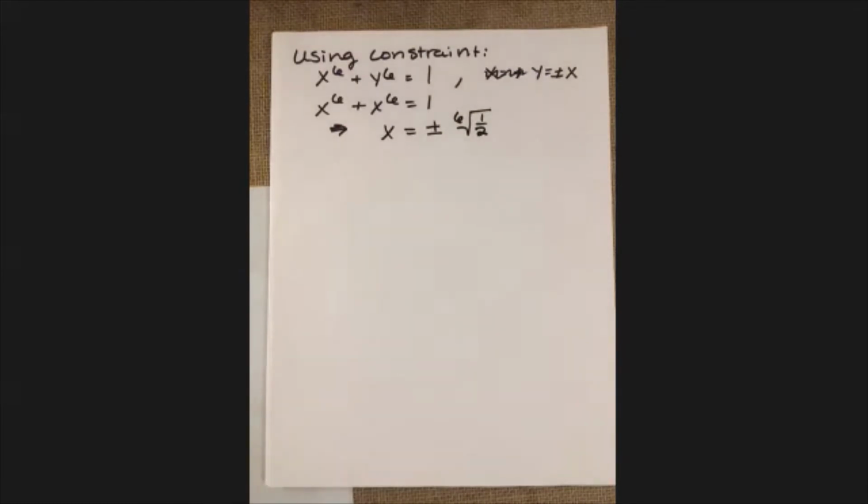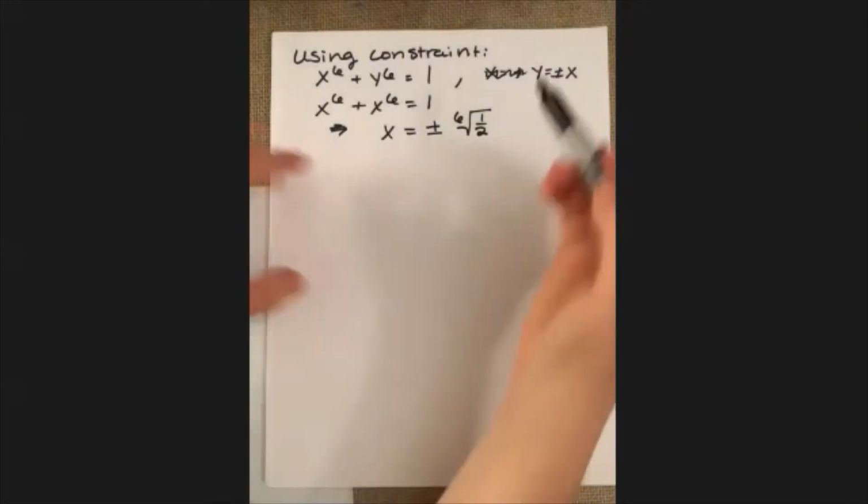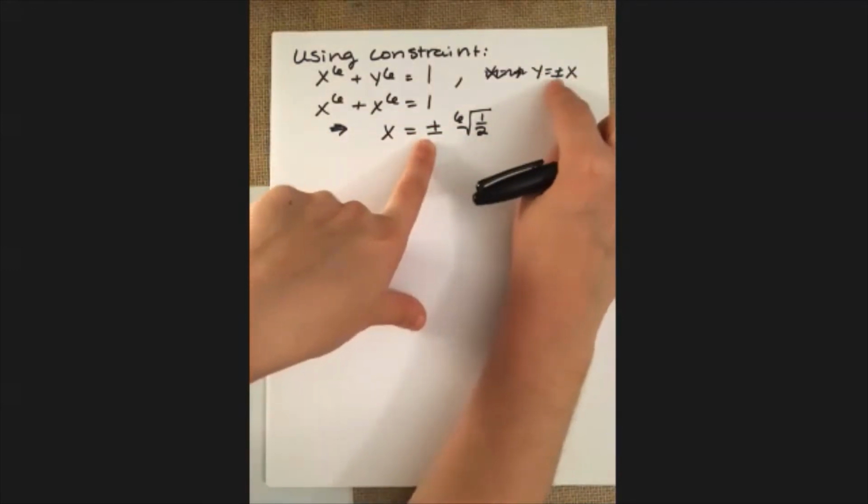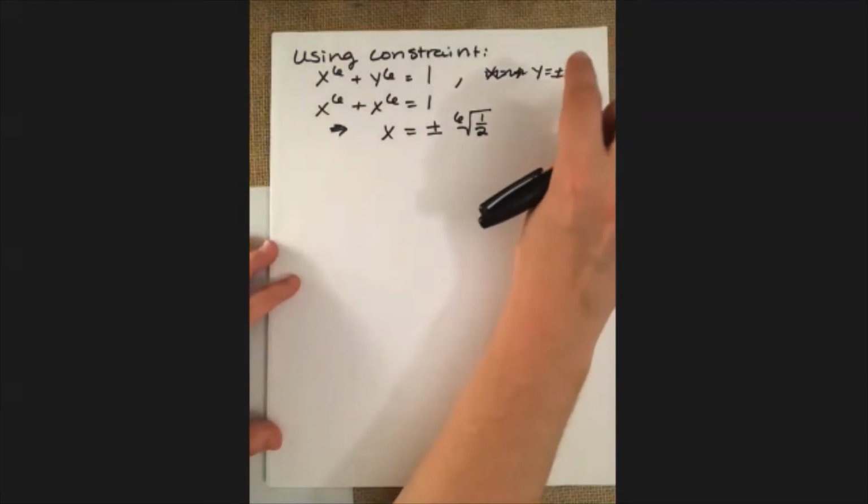Okay, great. Now at this point, it's going to be really tempting to say then that y is equal to the 6th root plus or minus 1/2. And you would not necessarily be wrong, but you want to be careful in the way that you talk about that. Because what this is going to give us here, since this is a plus or minus and this is plus or minus, we're actually going to wind up with 4 constrained critical points.